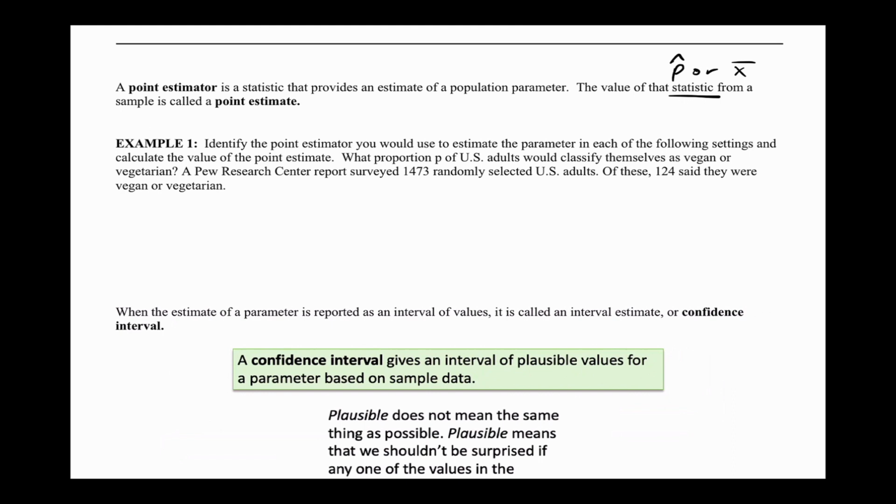So here we go. Identify the point estimator you would use to estimate the parameter in each of the following settings and calculate the value of the point estimate, okay? What proportion p of US adults would classify themselves as vegan or vegetarian, right? A Pew Research Center report surveyed 1,473 randomly selected US adults. Of these, 124 said they were either vegetarian or vegan. Okay?